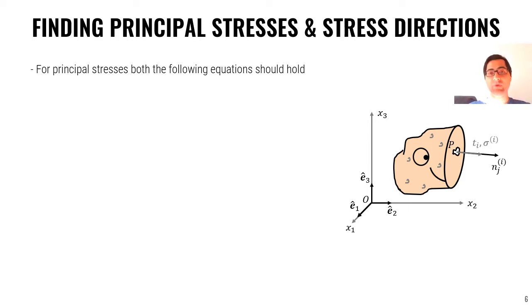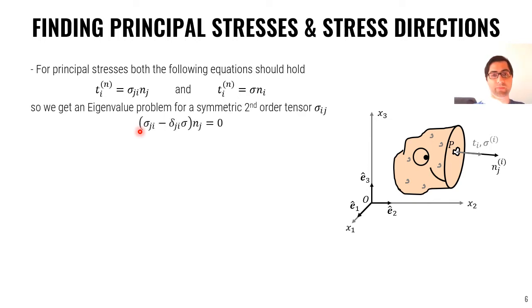So, in the case of principal stress, both of these equations should be satisfied. This is the general Cauchy stress equation, and this is the case where the normal is parallel to the principal stress direction, where sigma is a scalar. So we basically end up with a simple eigenvalue problem for a symmetric second order tensor sigma ji here.